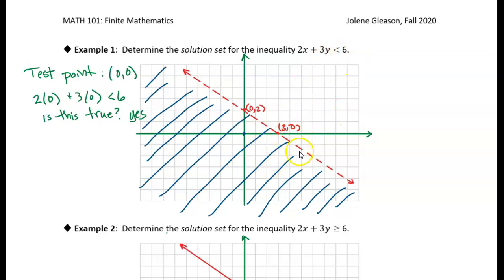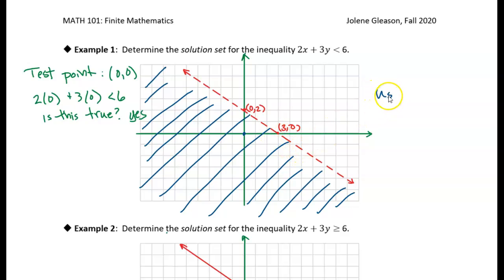Now, the other thing you might notice is that I drew a dashed line. The reason I drew a dashed line is because the points on the line are the points that cause this to be equal, 2x plus 3y equals 6. But we only are concerned about the points that are less than 6. So the points on the line are not included in the solution set. So that's why I use a dashed line.